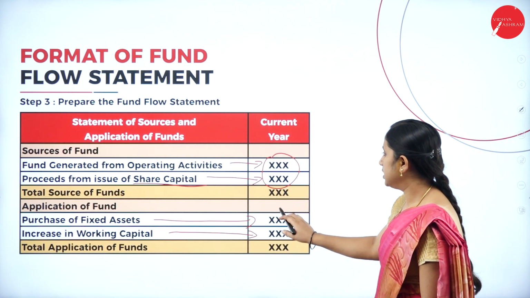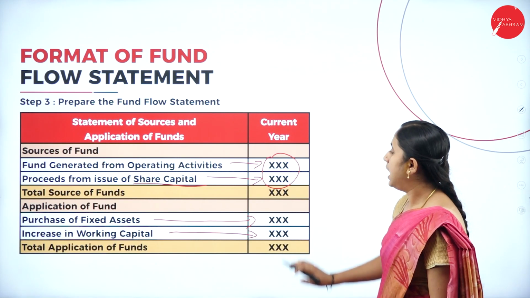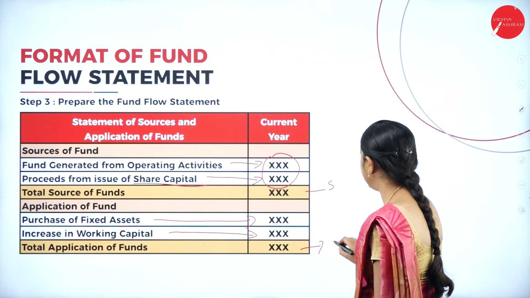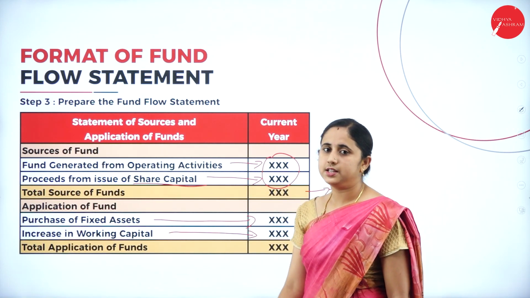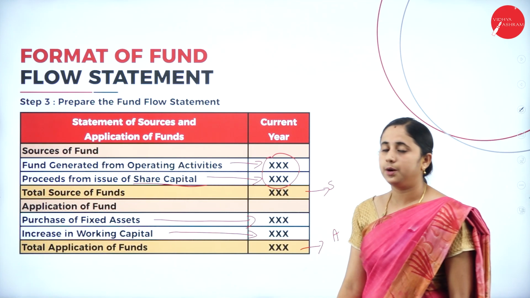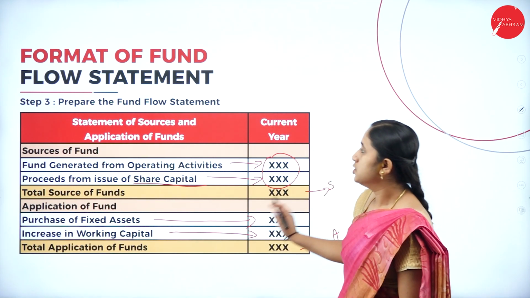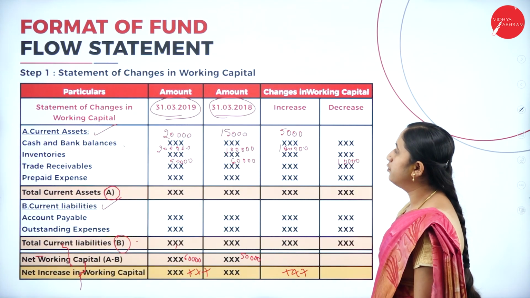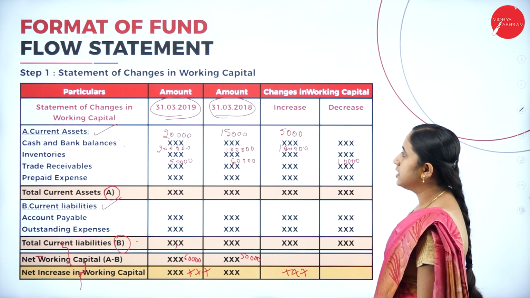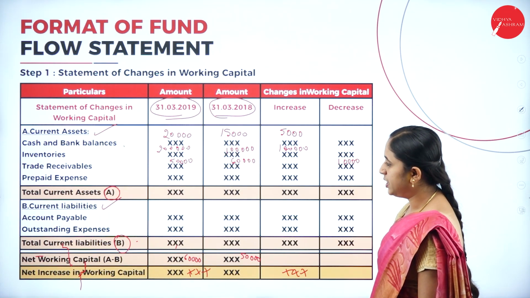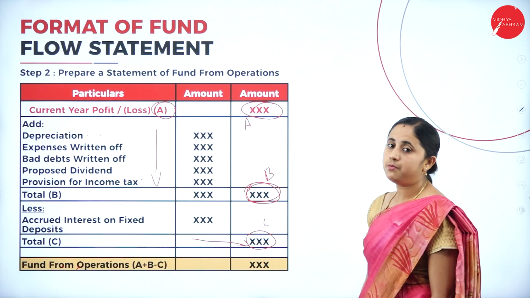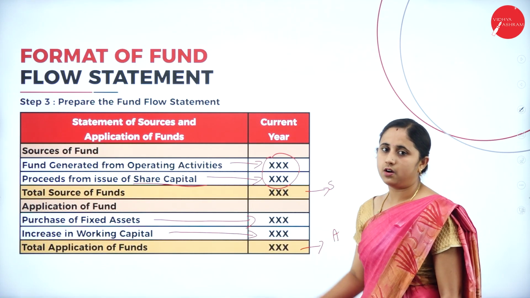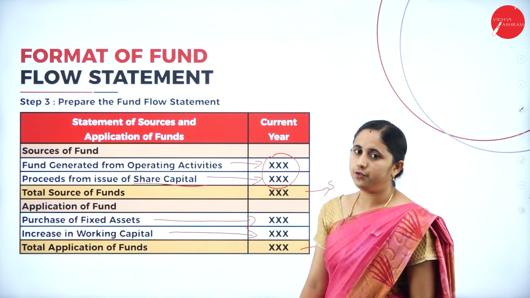Now make a total of sources of fund and total of application of funds. Both the sources and application should be balanced. So this is all about the fund flow statement. This is the format of the fund flow statement. First we need to prepare the statement of changes in working capital, then the statement of funds from operation, and as the last step the fund flow statement. Here we consider all the sources and applications of fund.